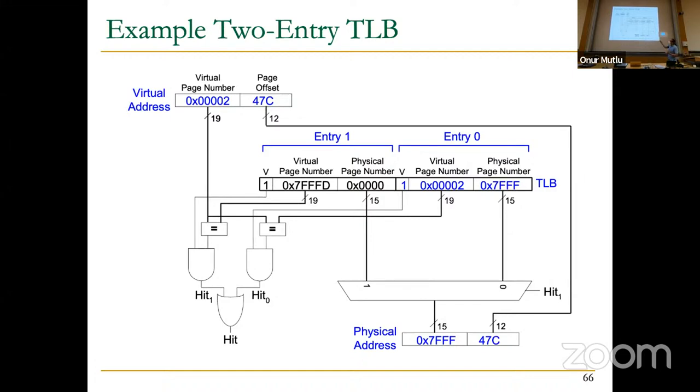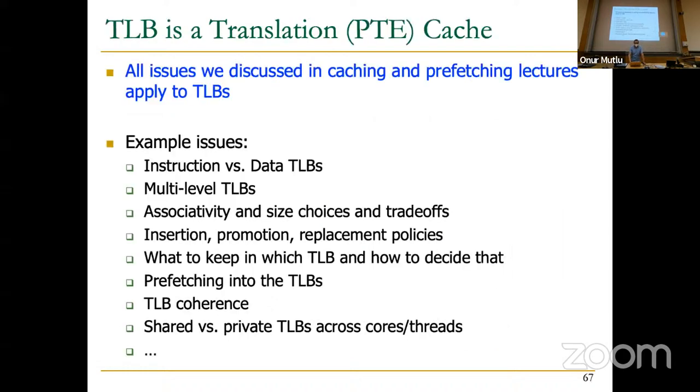And in this particular case, this virtual page number is 2. It matches this entry. As a result, you know this is the physical page number, and you take this physical page number and concatenate it with your page offset, and that's your physical address. Now you can use this physical address to access your cache, right? Data cache or instruction cache, depending on where that virtual address is coming from. Make sense? Okay, good.